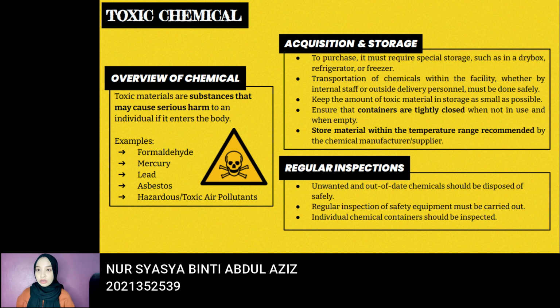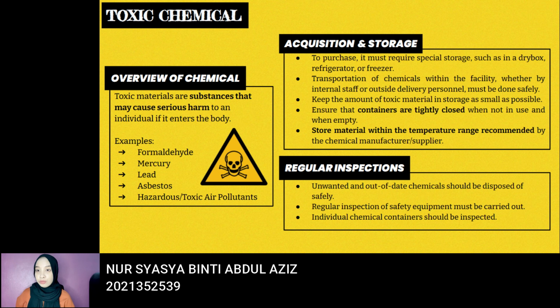Toxic materials are substances that may cause serious harm to an individual if they enter the body. For example, they include formaldehyde, mercury, lead, asbestos, and hazardous or toxic air pollutants. Now for acquisition and storage.